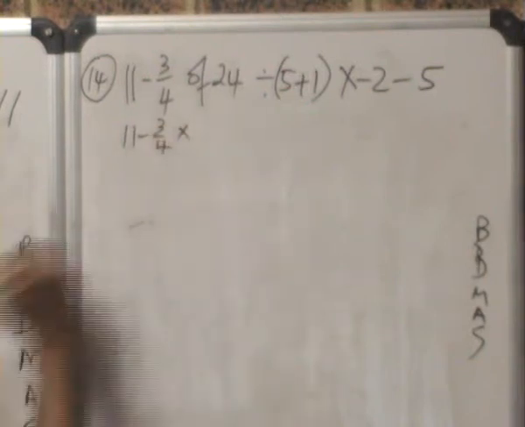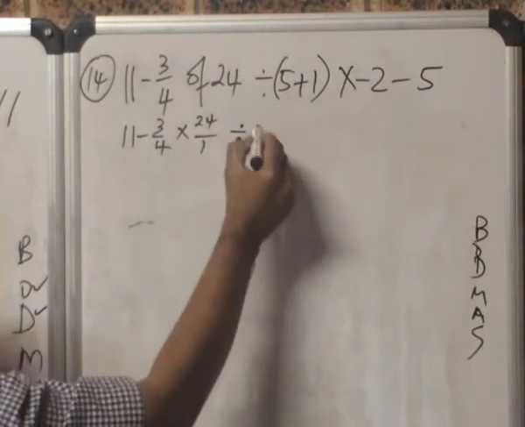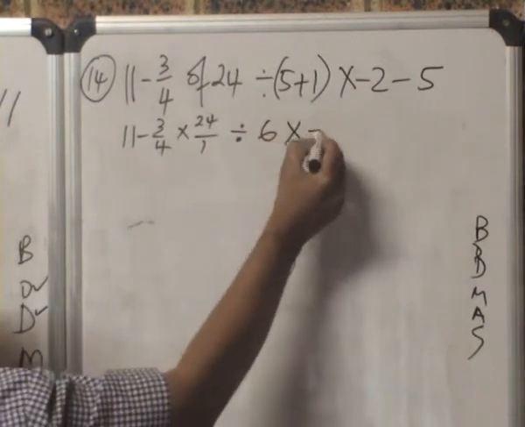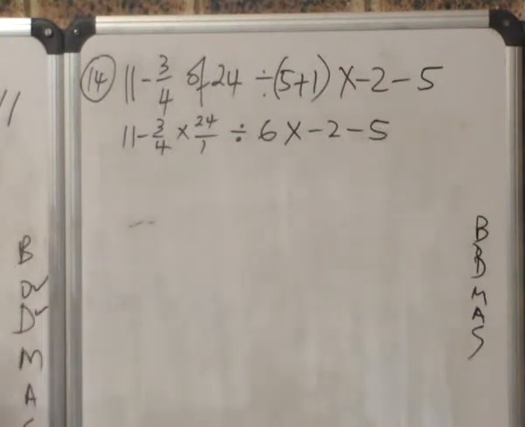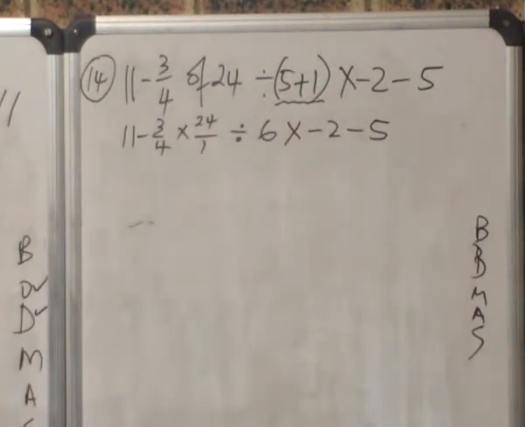Of means multiply. 24 over 1 divided by 5 plus 1 gives you 6, times minus 2, minus 5. Now you must get a little brave. You see, you wrote your 11. Now you know that of means multiply, so you can change it to multiply. And your 24, you rewrite it as 24 over 1 divided by 5 plus 1, 6. So what I have done is, I've only done this part here first, which is 5 plus 1, 6. But I just tried to make my life a little easier by doing this part here also.